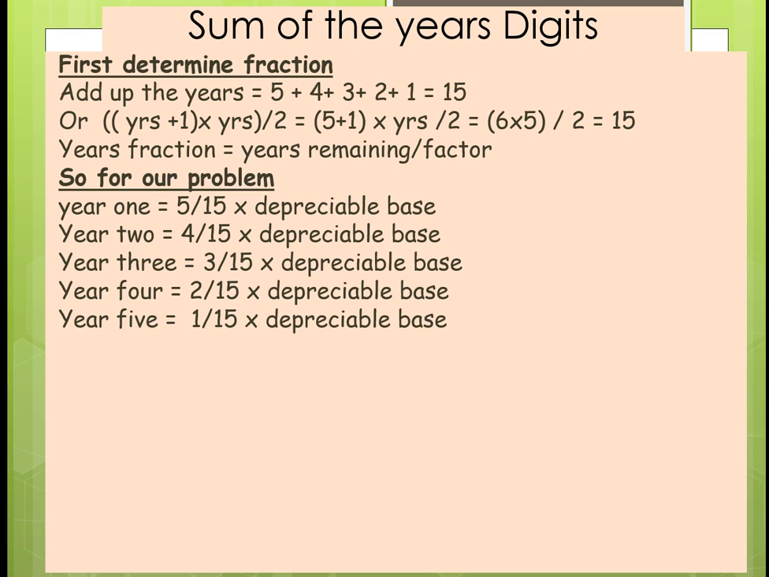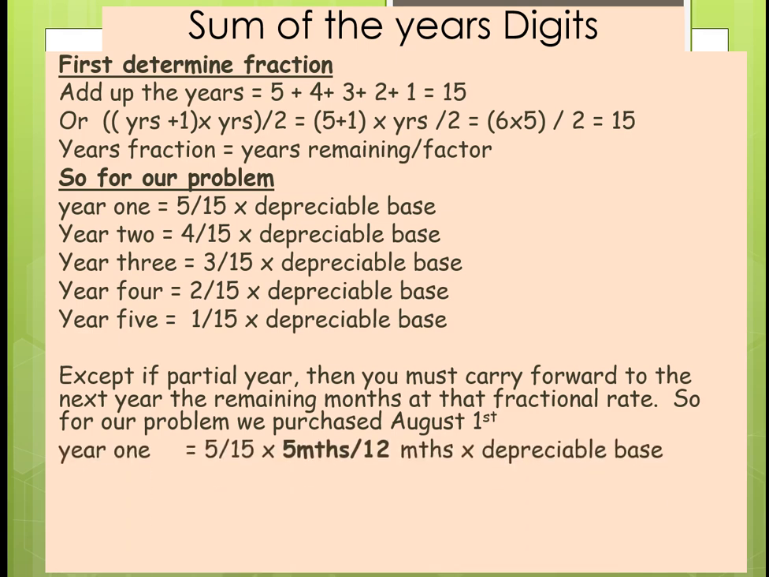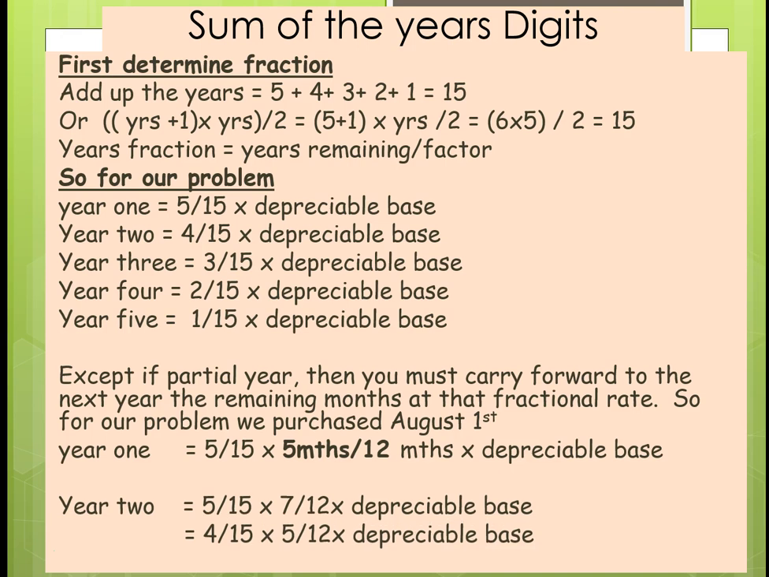Now, the problem you have with this method is if you have a partial year, you're going to have a partial year for the whole 5 years. Matter of fact, it goes into 6 years. So what's going to happen in year 1 is you're going to get 5 fifteenths times 5 months divided by 12 to get your depreciable amount. That's going to be times your depreciable base. In year 2, you're going to get the 7 months from year 1, and you're going to take 5 years from year 2. So let's walk through this to see what this looks like.